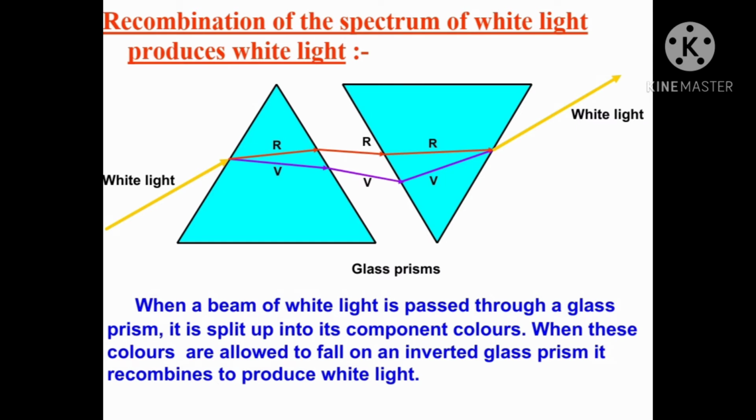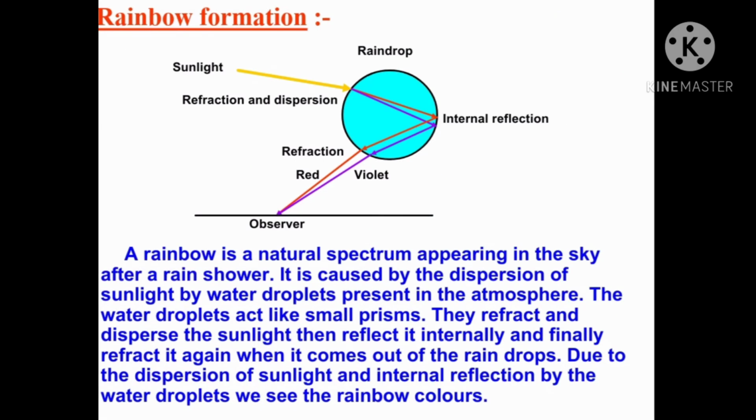Now see another beautiful phenomenon, which is the rainbow. A rainbow is a natural spectrum which appears in the sky after a rain shower. It is caused by the dispersion of sunlight by tiny water droplets which are present in the atmosphere. A rainbow is always formed in a direction opposite to that of the sun.